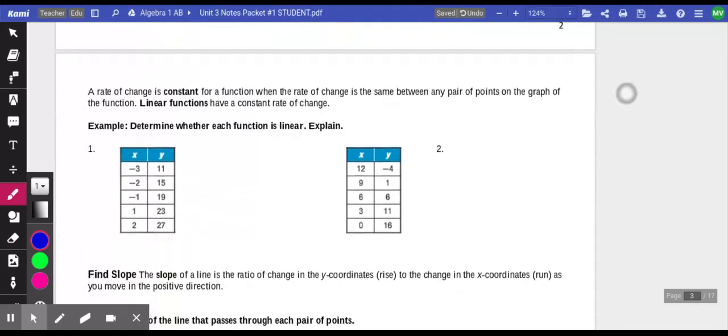A rate of change is constant for a function when the rate of change is the same between any pair of points on the graph of the function. Linear functions always have a constant rate of change. Determine if the function is linear.